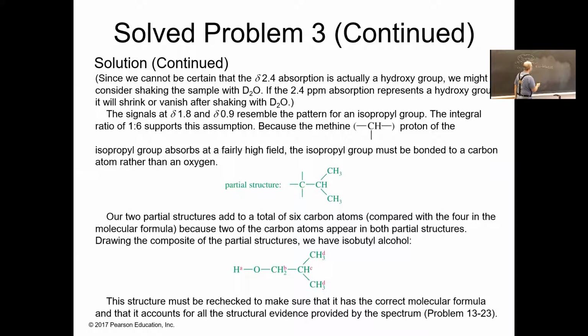What will happen is there'll be an equilibrium. The equilibrium will actually favor the deuterium. So there'll be an exchange that takes place, and the deuterium will not show up on the proton NMR spectrum. Deuterium does absorb in the NMR, but it's way off scale. So we'll actually see this proton signal disappear.